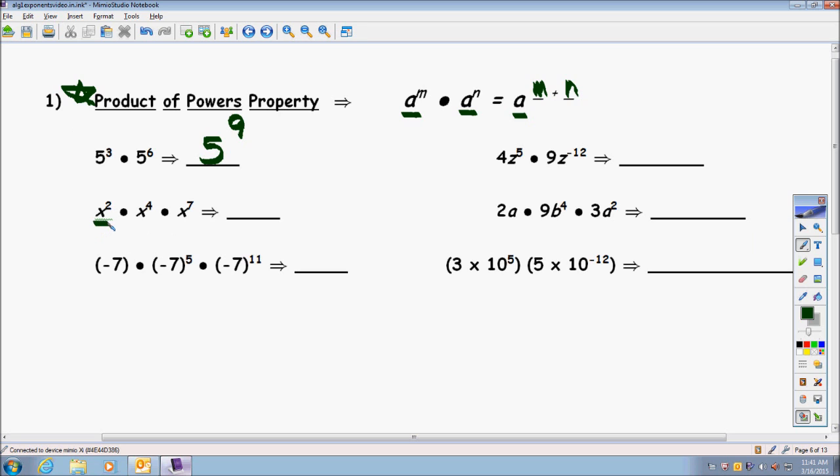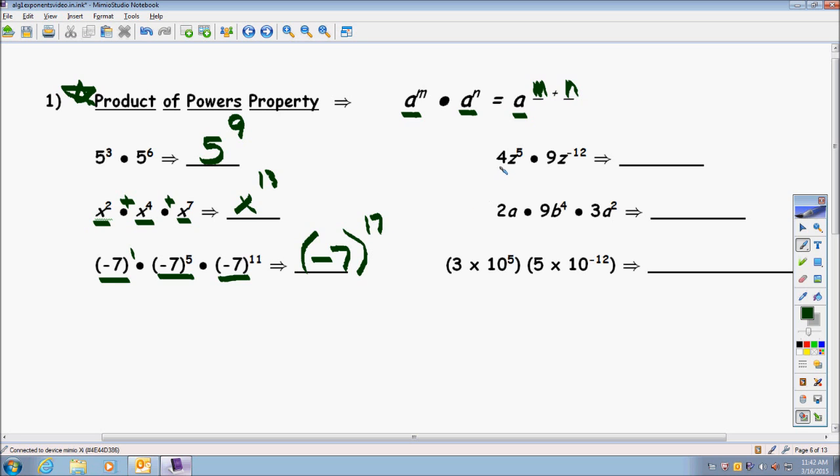Okay, bases are the same. First thing you want to check for, bases are the same. Add the exponents. So 2 plus 4 plus 7 would be x to the power of 13. Same base, negative 7, negative 7, negative 7. Keep it negative 7. And then add the exponents. That's a 1. 5 plus 1 is 6, plus 11 is 17.